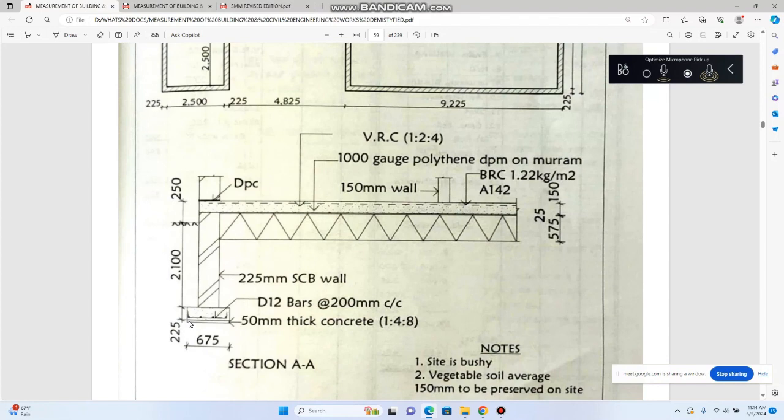The width of the trench, normally in Eastern Africa, we usually excavate the width of the trench, then we do the concrete inside the trench. The concrete here, its width is 675. So the width of the trench is 675.